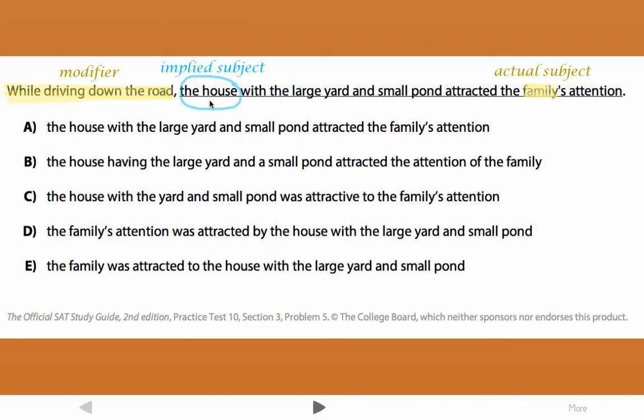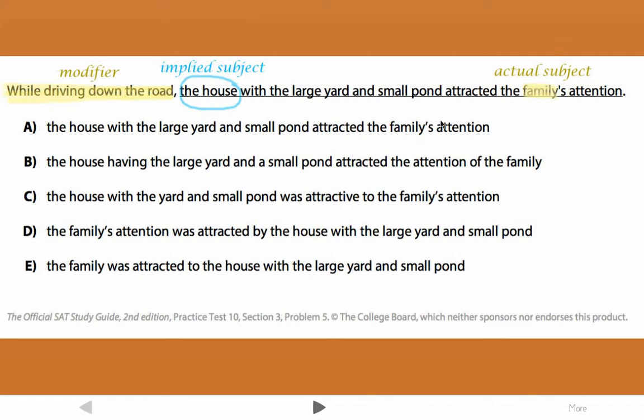It looks like the house is the one that's driving down the road, which we know isn't true. So it has to be answer choice E. While driving down the road, the family was attracted to the house with the large yard and small pond. In this case, there's no confusion as to what subject the modifier is describing. It has to be the family.